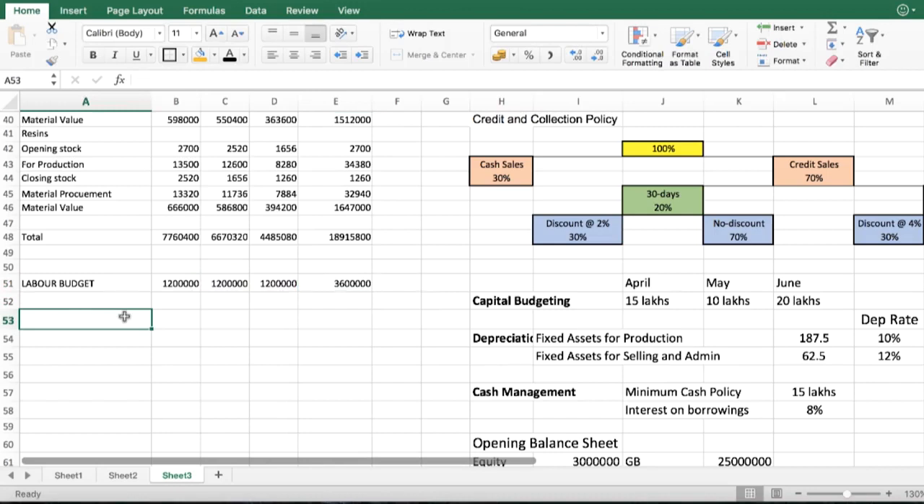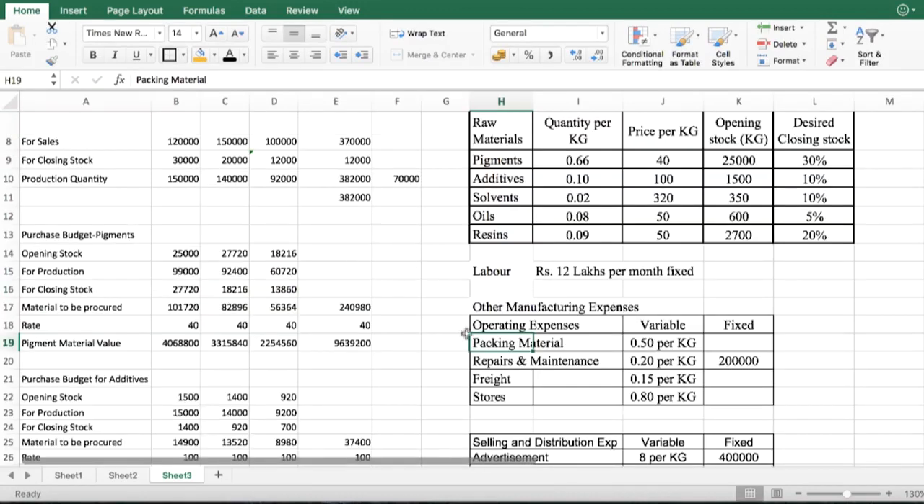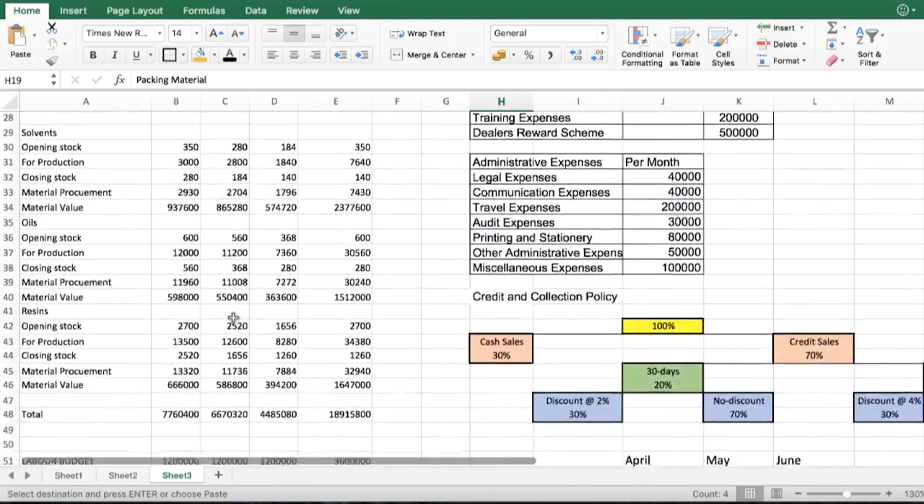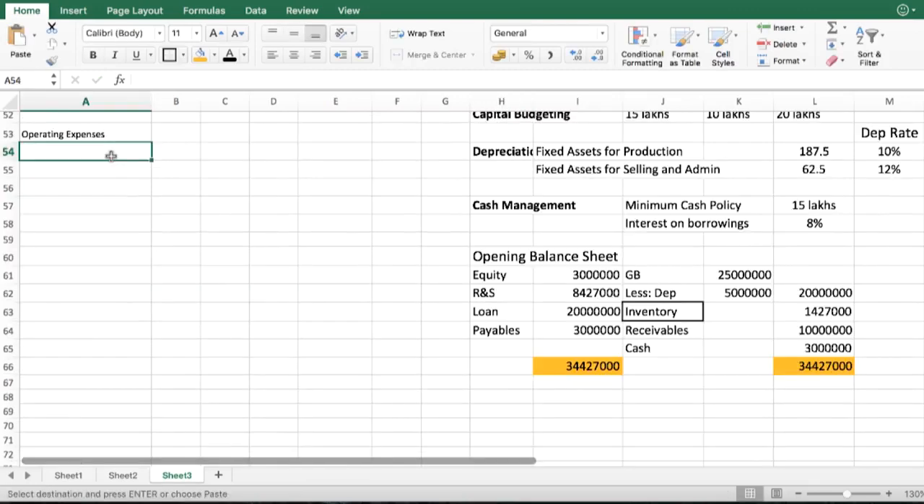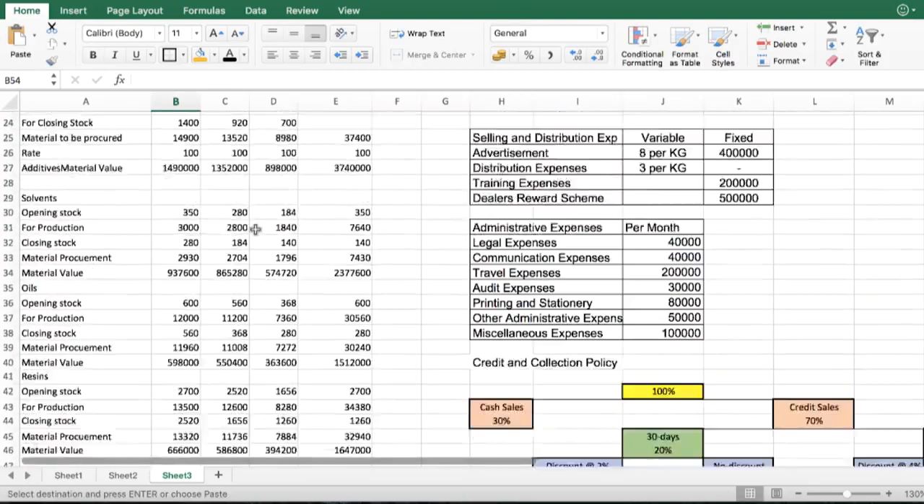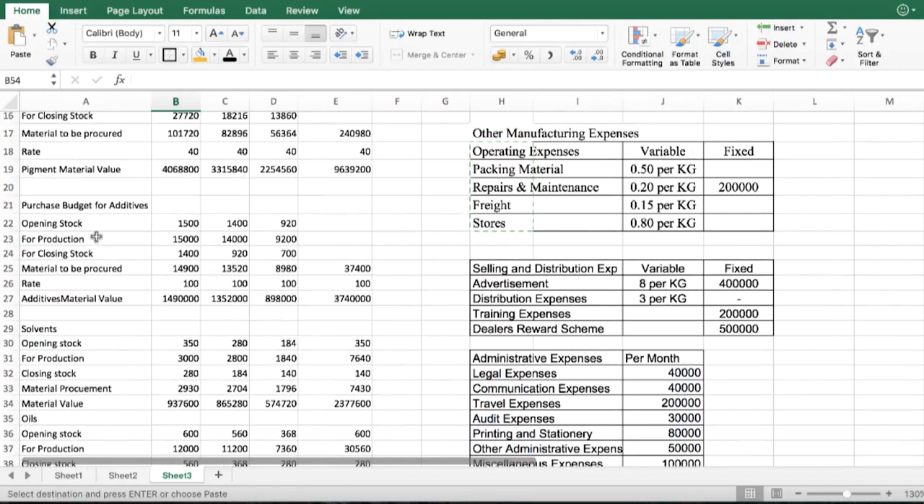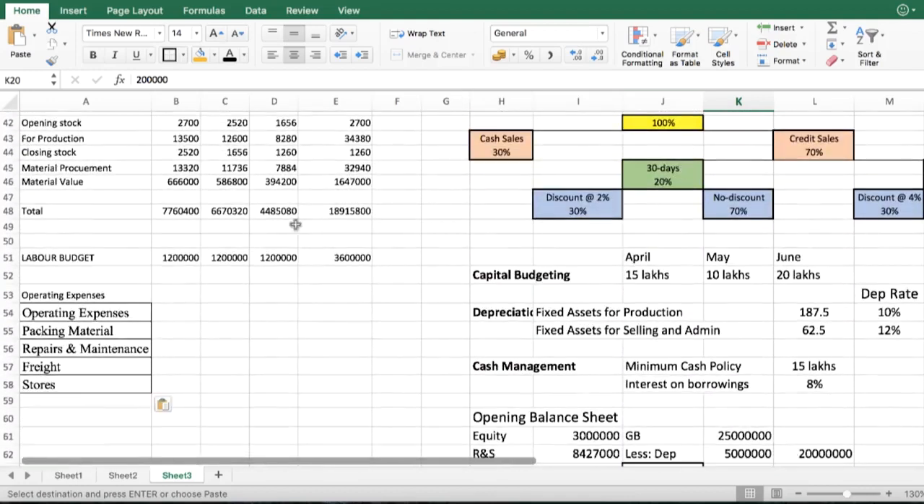Then we have operating expenses. So, we have packing material, repairs and maintenance, and freight. These are the 4 expenditure heads for the operating expenses. Here part of that is variable and part of that is fixed. So, we have a variable component of 0.5 per kg, 0.2 per kg, 0.15 per kg and 0.8 per kg, and then we also have a fixed cost of 200,000. So, let us try to bring them together.